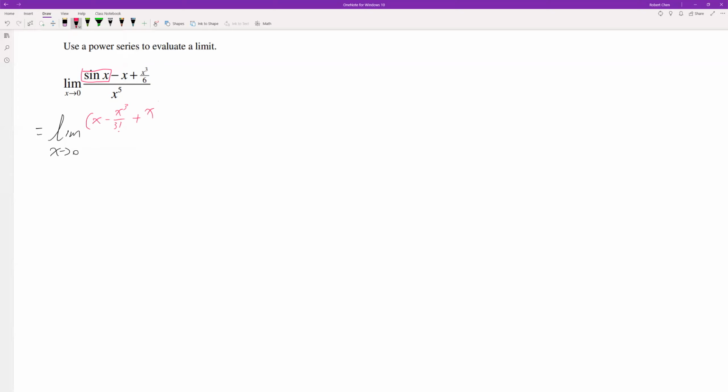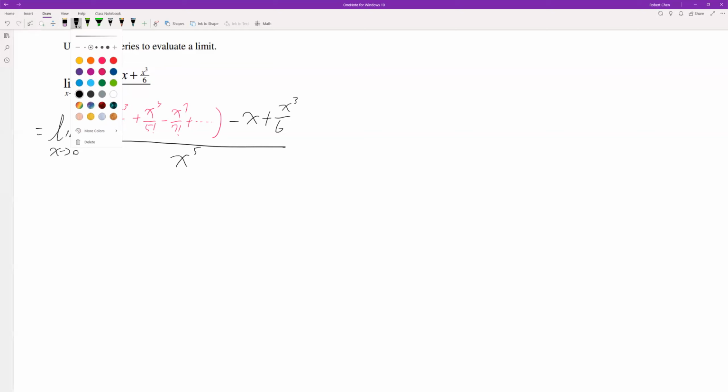All right, so sine, right? Now you don't have to memorize this. You can always refer back to the notes. So sine is x minus x cubed over 3 factorial plus x to the fifth over 5 factorial minus x to the 7 over 7 factorial plus dot, dot, dot. Sine is an odd function, so we only have odd powers of x, all right? And then minus x plus x cubed over 6, everything over x to the fifth power.